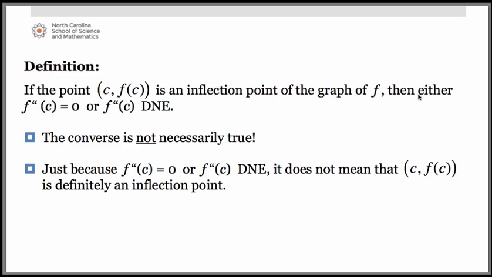So by definition, if the point (c, f(c)) is an inflection point of the graph of f, then either the second derivative equals 0 or the second derivative does not exist. It is important to note that the converse of this is not true. Also, just because the second derivative equals 0 or the second derivative does not exist, it does not guarantee that you have an inflection point there. You do actually have to go through the number line analysis to find out.